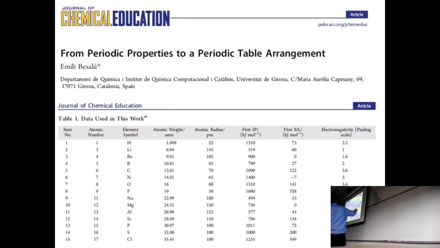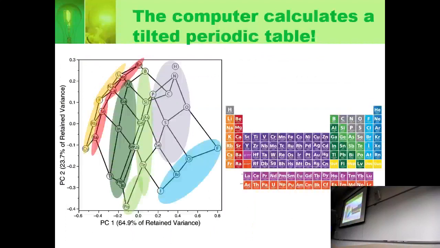So ionization potential, electron affinity, and electronegativity. These are related. Each element has its own one of these, but these are also fundamental physical chemical properties. We're not adding anything else into it other than these numbers. What would happen if we gave this to the computer and had it organize them?